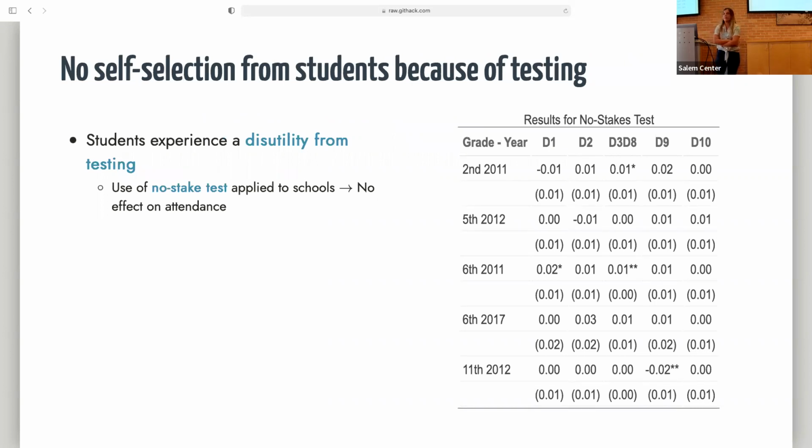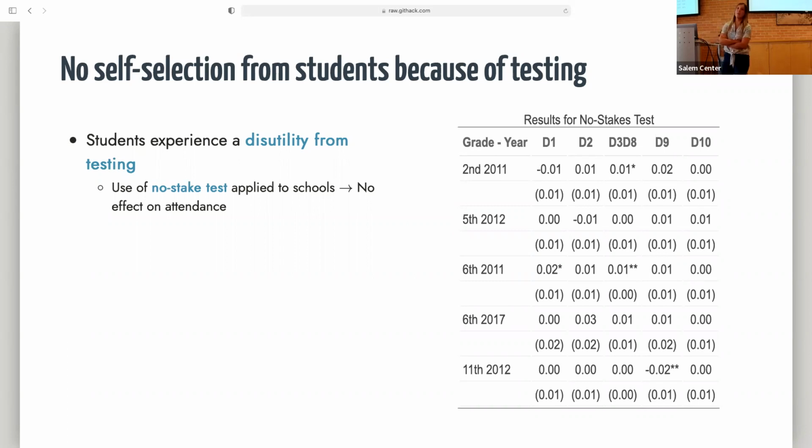And the third mechanism that I mentioned before is the self-selection of students, right? They don't like to be tested. They don't want to spend a whole day taking a test that actually brings them nothing. So maybe they just don't show up because of it, right? However, we do have evidence of a non-high stakes, actually a no stakes test. It's not even low stakes. There's absolutely no stakes in this test.